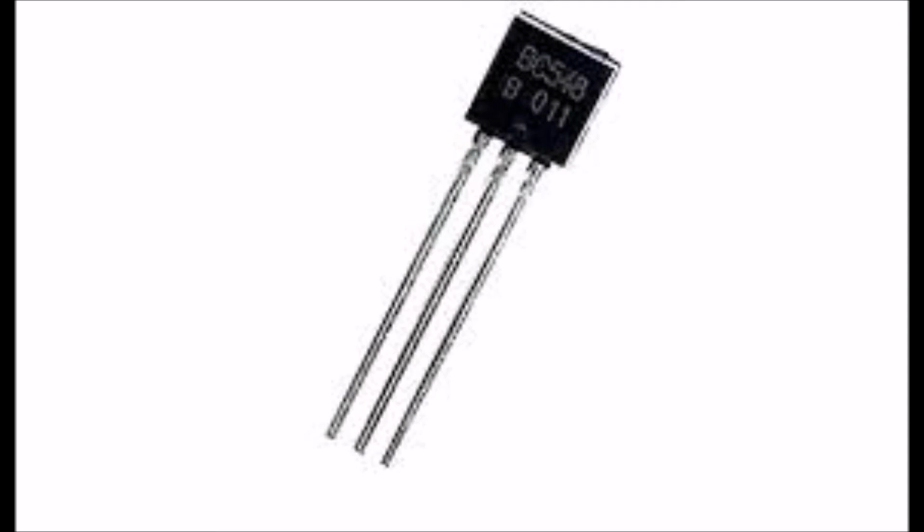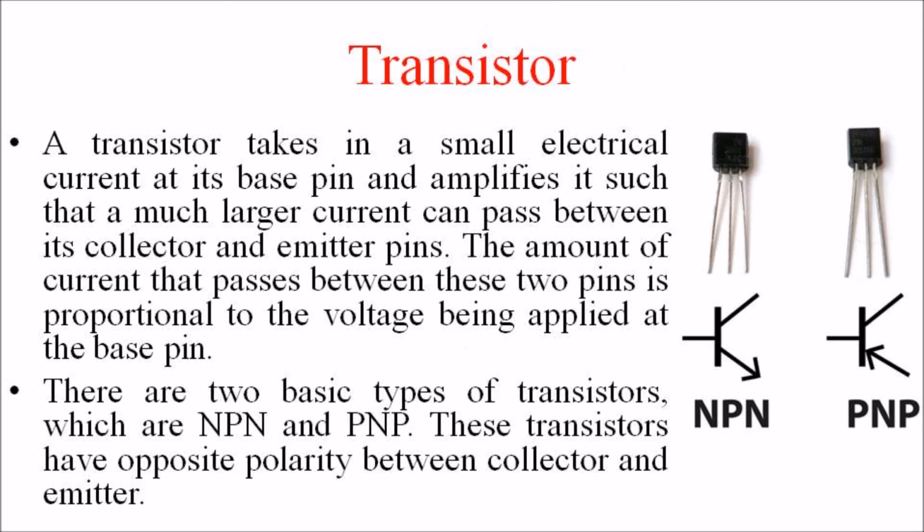A transistor is a component that takes a small electrical current at its base pin and amplifies it such that a much larger current can pass between its collector and emitter pins. The amount of current that passes between these two pins is proportional to the voltage being applied at the base pin. Basically, there are two types of transistors known as NPN transistor and PNP transistor. We will surely discuss more about transistors in the upcoming lectures.